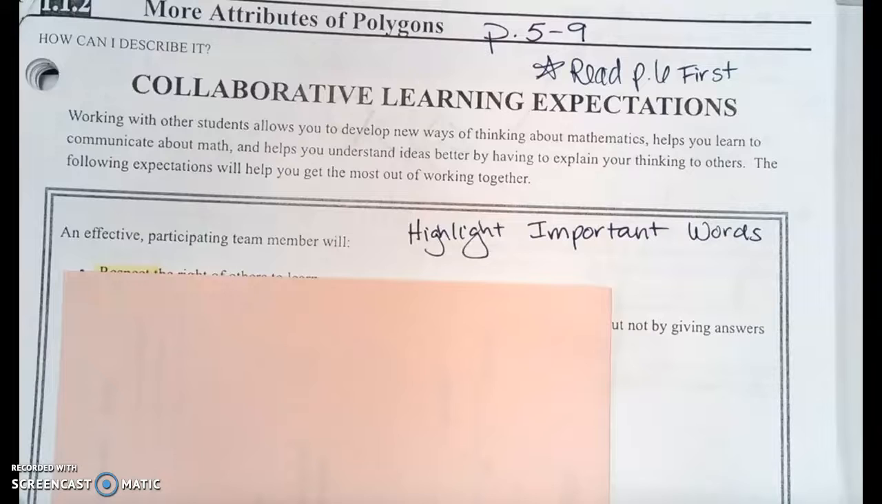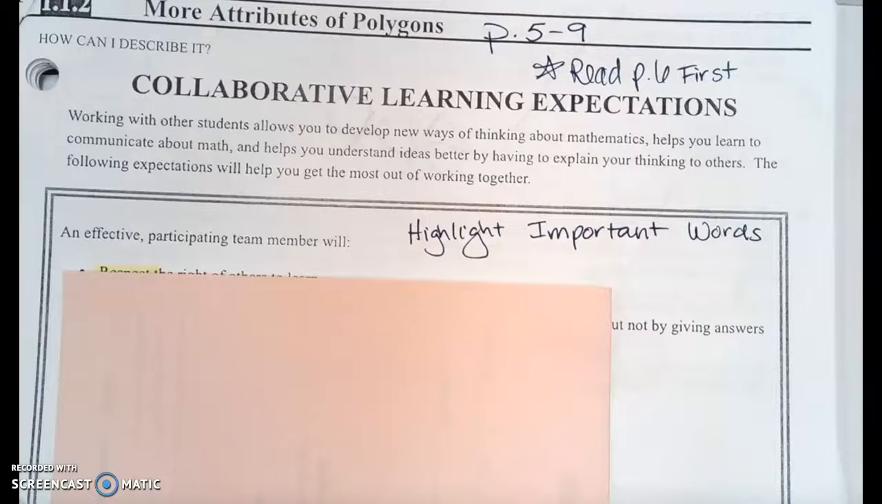On page 5, the first thing you're going to do is talk in your group about collaborative learning expectations. So it says working with other students allows you to develop new ways of thinking about mathematics, helps you to learn, communicate about math, and helps you understand ideas better by having to explain your thinking to others. The following expectations will help you get the most out of working together.